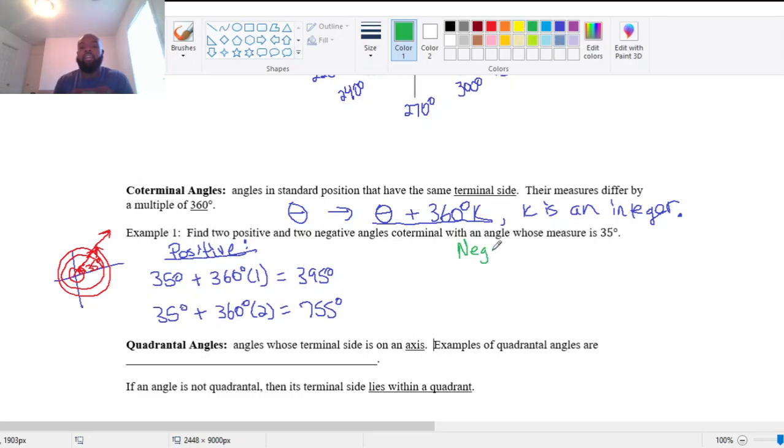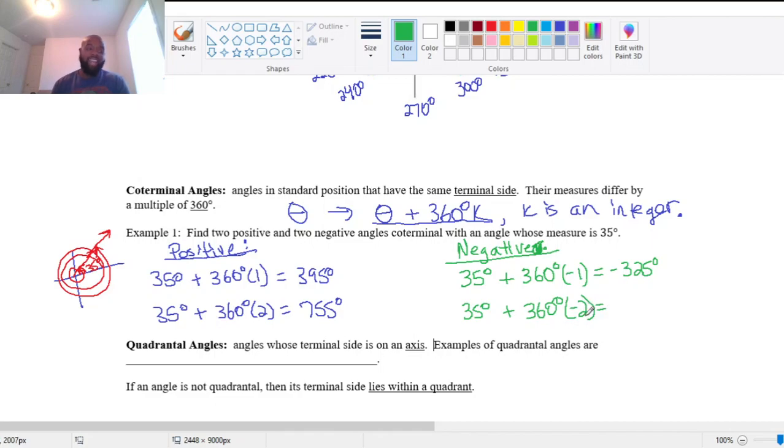We can find our two negative angles. For me to get a negative angle, I can let my k be a negative number. I can let k equal -1. So that's basically subtracting 360 degrees, and I'll get a negative 325-degree angle. And then if I want another negative angle, I can subtract another 360 degrees from that negative 325, or that's equivalent to letting k equal -2 here. So that's negative 720 plus 35, and I get negative 785 degrees.